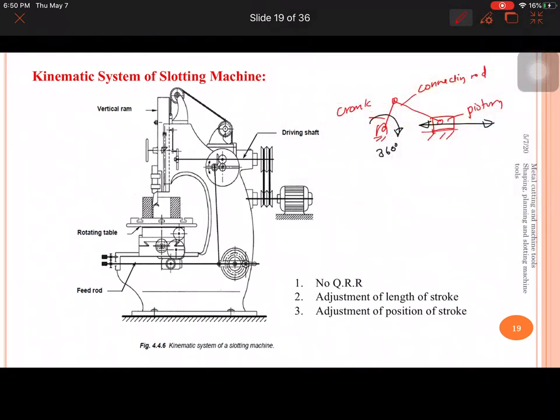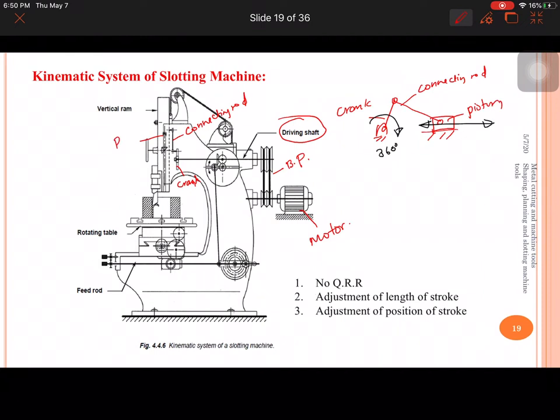And here, if you look at this figure, this is what is called the motor, and this is what is called the belt pulley connection. The belt pulley connection is transferring the motion to this driving shaft, and here it is acting like a crank, and this is called the connecting rod, and finally this is what is called the ram or the piston here. And here there is no quick return ratio, because the time taken for the forward stroke is exactly the same as the time taken for the return stroke, and so the quick return ratio is equal to 1.